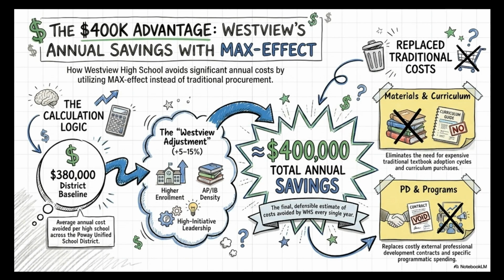MAX-effect offers the $400,000 advantage by avoiding significant annual costs compared to traditional procurement. The $380,000 district baseline, adjusted for Westview, totals approximately $400,000 in annual savings. These savings come from eliminating traditional textbook costs and replacing expensive professional development contracts.